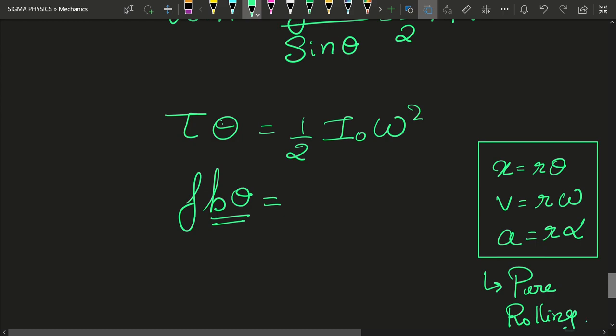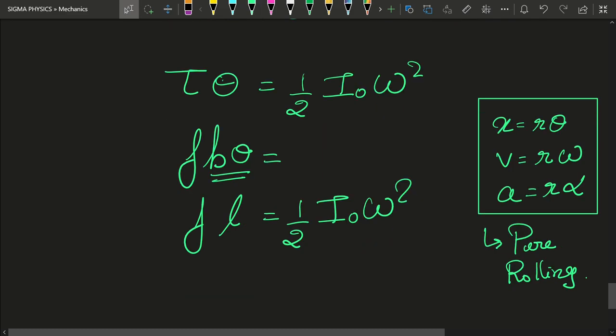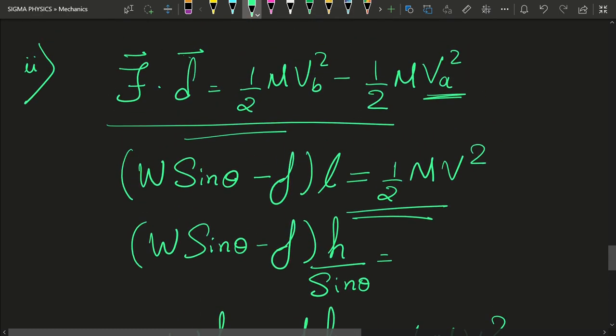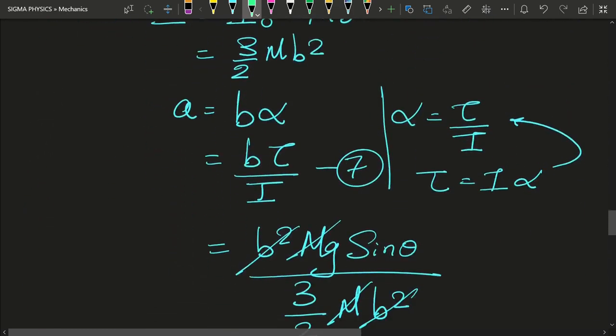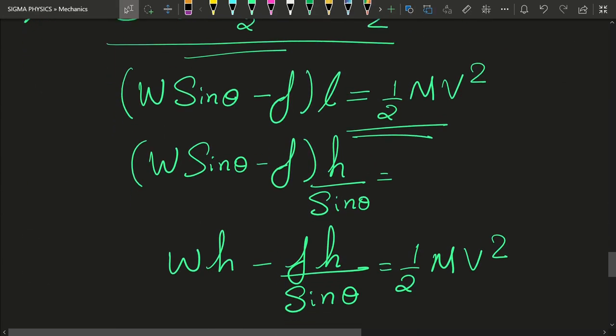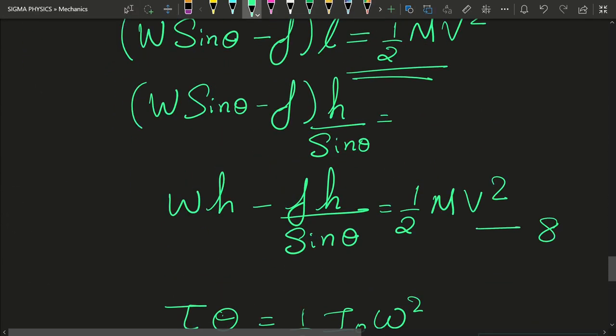So using this over there, what we get is F into x, by x I mean displacement. The displacement, as we have assumed, is small l. So it is equal to half I naught omega squared. Now again, using this, omega is equal to v divided by r, and r here is nothing but b, right? That is what our perpendicular distance is. So I will get half I naught v squared divided by b squared. Now we can put this back into equation number 8. So let me call this equation number 8.